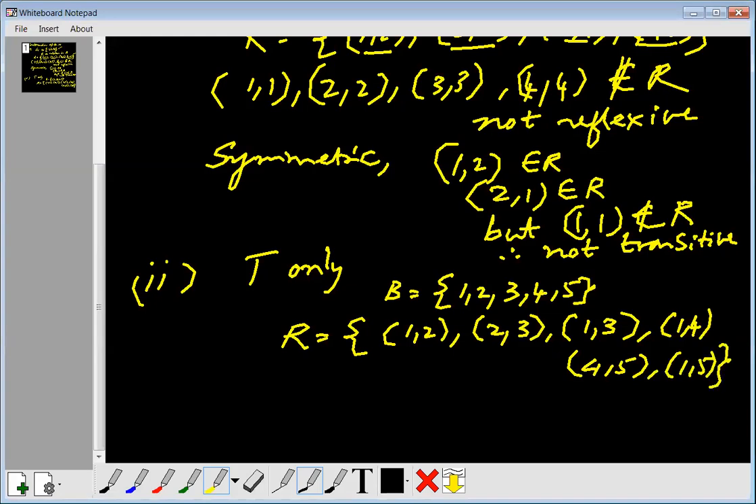I think we can set up in such a way that (1, 1) is not there, (2, 2) is not there, therefore it's not reflexive. (1, 2) is there, but (2, 1) is not there. Therefore, it is not symmetric. Okay, so it's only transitive.